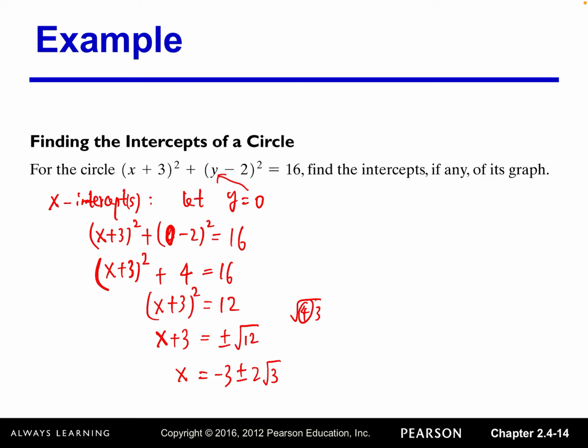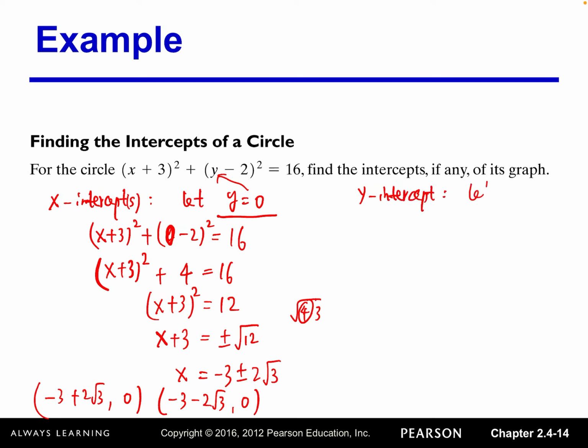Okay, so we have 2 x-intercepts. One is -3 plus 2 square root of 3, comma 0. Remember, that's an x-intercept, so the y coordinate equals 0, right? The other x-intercept is -3 minus 2 square root of 3, comma 0. Okay, so that's how we find the 2 x-intercepts. Finding the 2 y-intercepts is done in a similar way.